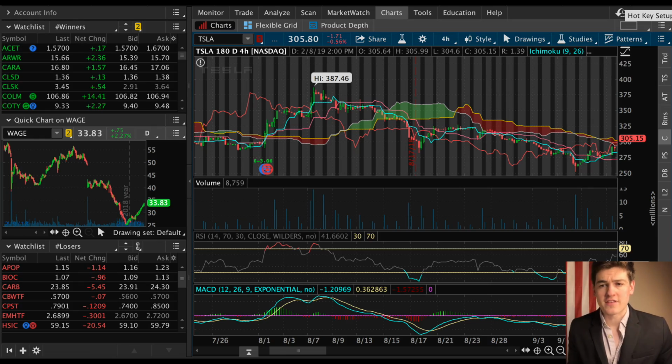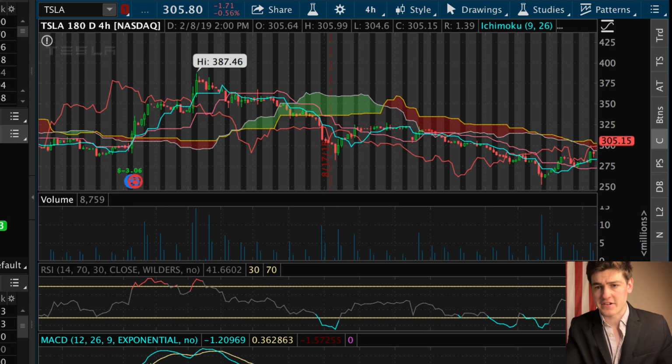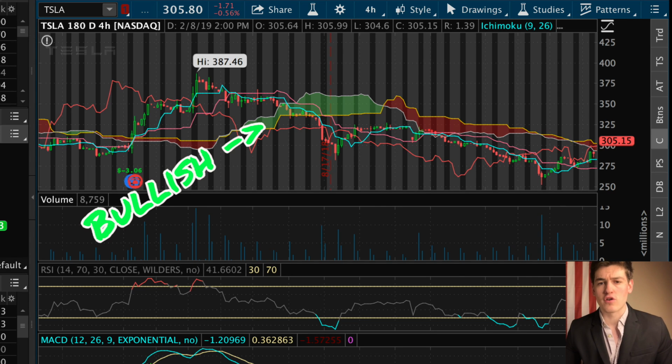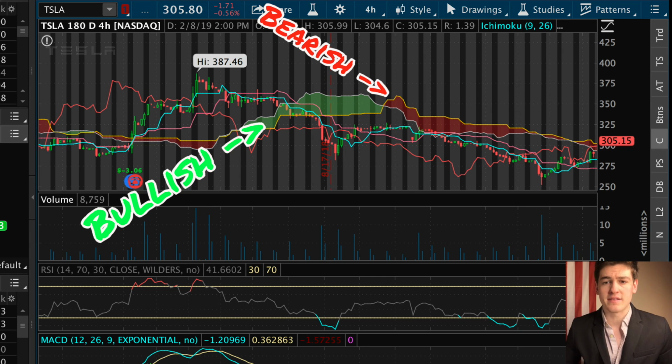So this indicator has a lot of factors, but I promise it's not that hard to understand. I'm going to start by explaining the actual clouds and what they mean. If the cloud is green, it means the overall price action is heading upwards. And if the cloud is red, that means the overall price action is pointed downwards. If you're using Thinkorswim, the default setting makes the upward cloud yellow, which is stupid, and I recommend changing it to green, but the idea is the same.